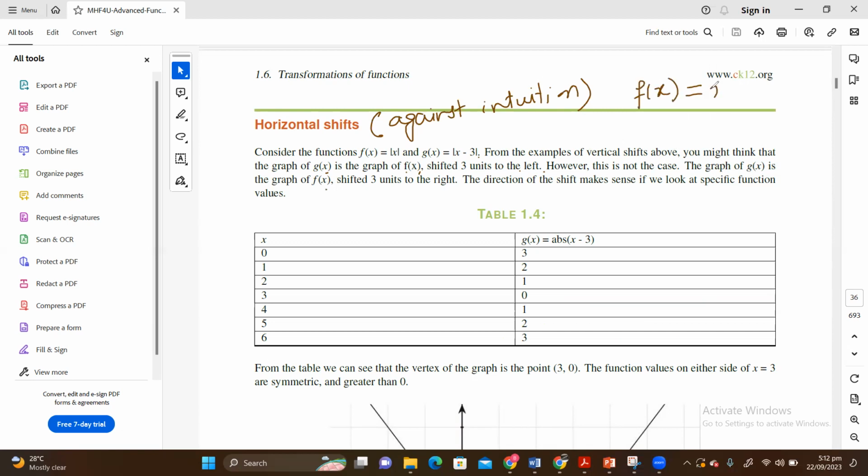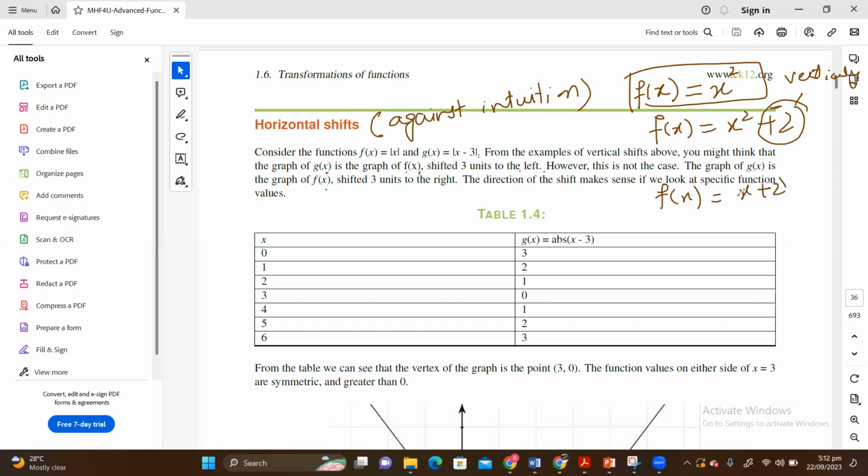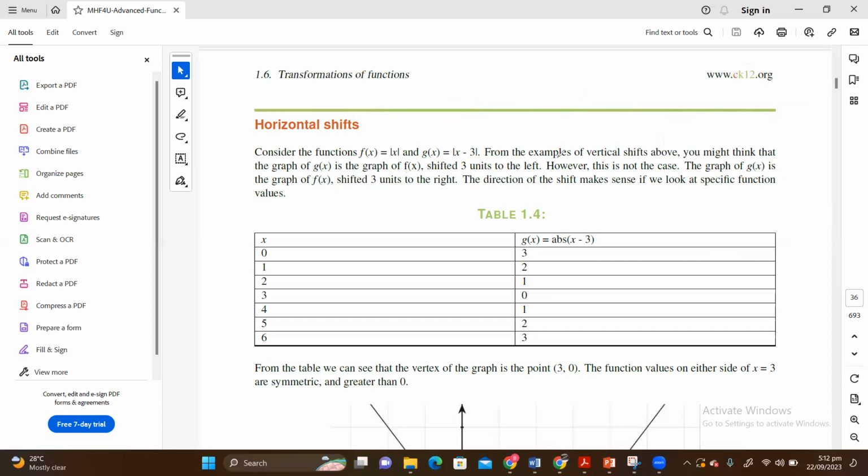If I have the function f of x is equal to x squared, this is the original function. And if I have f of x is equal to x squared plus 2, it is something dealing with vertical shifts. It is either plus or negative, up or down. And if I have f of x is equal to x plus 2 whole squared, something added in the x, it is dealing with the horizontal shifts. So if we have something added to the complete function, it means it is a vertical shift. And if it is in the particular x value, it means it is dealing with the horizontal shifts.